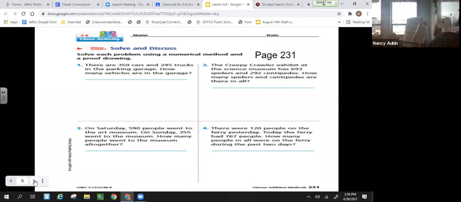Okay, so in the upper left-hand corner, we're going to write 359, and we're adding 245 because it says there are 359 cars and 245 trucks in the parking garage. I want to know how many. That's telling me we're adding together. We're going to use the show all totals. Who can remind me how we do that? Astria, what do we do first?